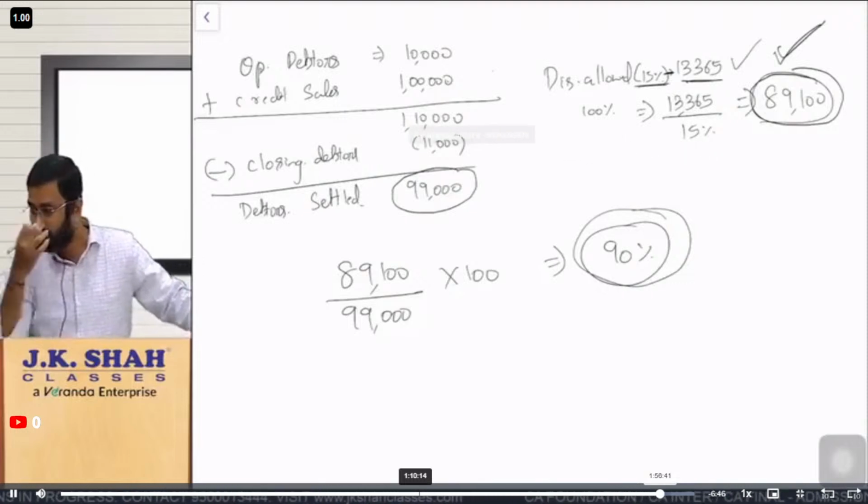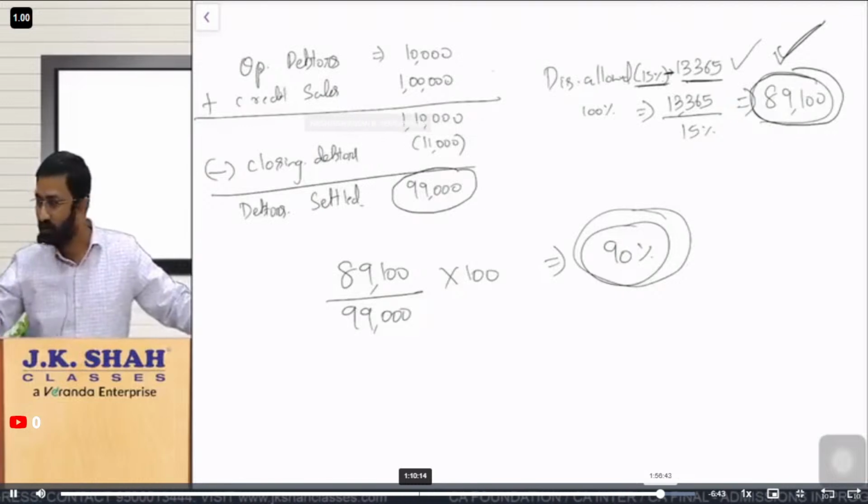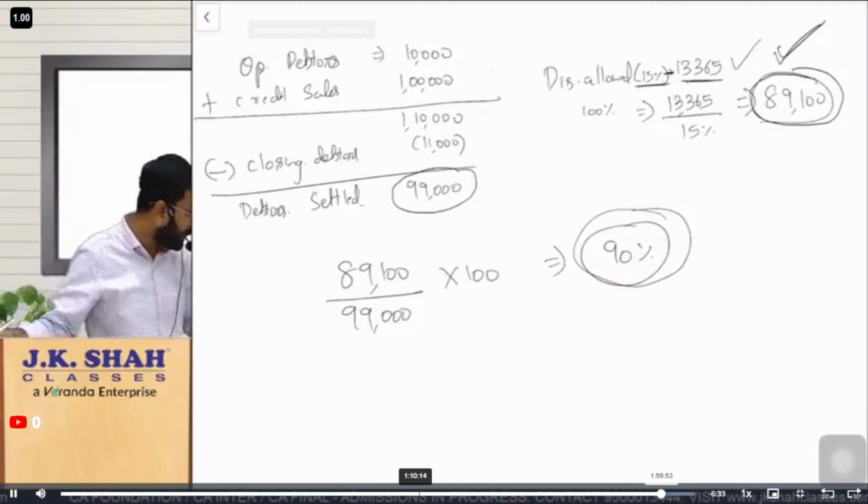Please quickly make a note. Write a heading. What is this working note heading? Calculation of prompt payment trend.